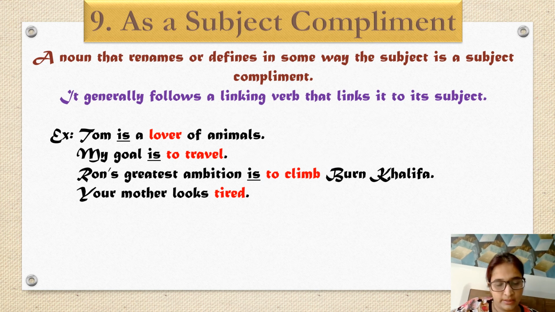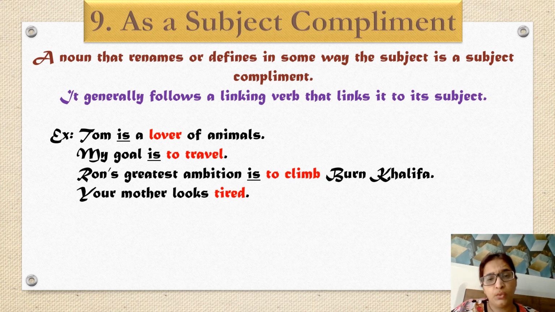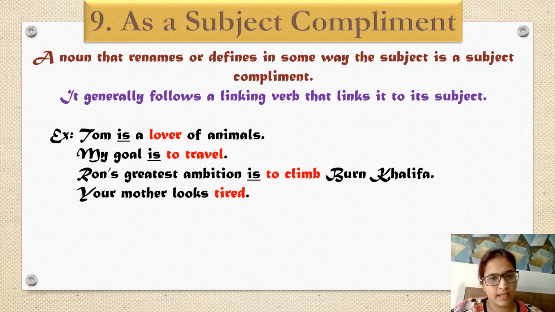Then, your mother looks tired. Again, who is looking tired? Your mother is looking tired, and tired becomes the subject complement here. So that's how we identify or use the nouns in different forms. And why we need to know this is because in any kind of exams, whether you are appearing for any English exam, be it a competitive exam, qualifying test, or your exams in school, in all these tests you need to really know the usage of the noun in various ways.